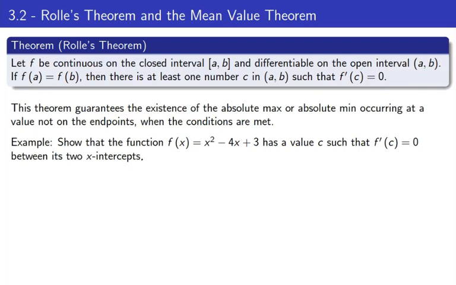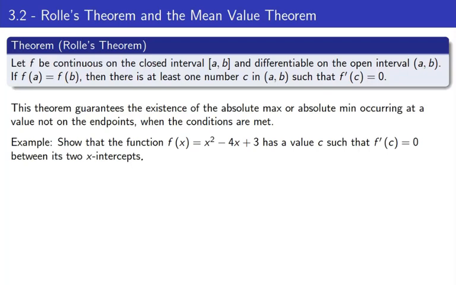If you've got a function that's continuous and differentiable, and you have endpoints that have the same value on that interval, then you are guaranteed to have a number in the center of it so that the derivative is 0. This theorem tells us that we are guaranteed to find a place where the derivative is 0, which could be an absolute max or an absolute min.